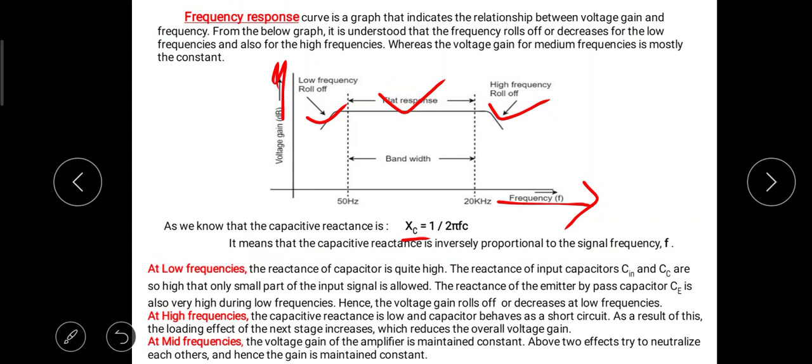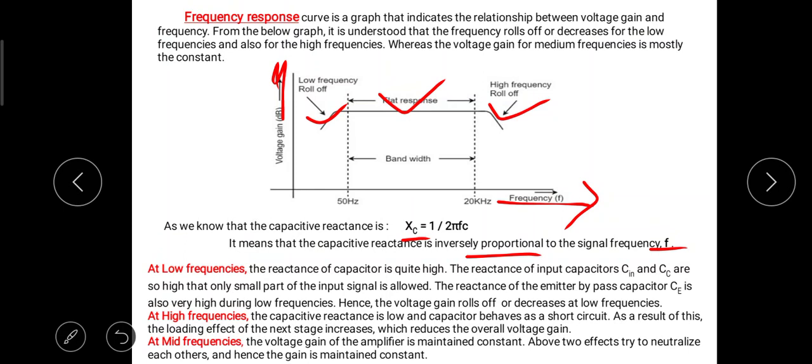So it is clear that this capacitive reactance Xc is inversely proportional to the signal frequency f. That means as the frequency increases, the reactance decreases, or if the frequency decreases, the reactance increases. So they are inversely proportional to each other. Let us see what happens at low frequency.